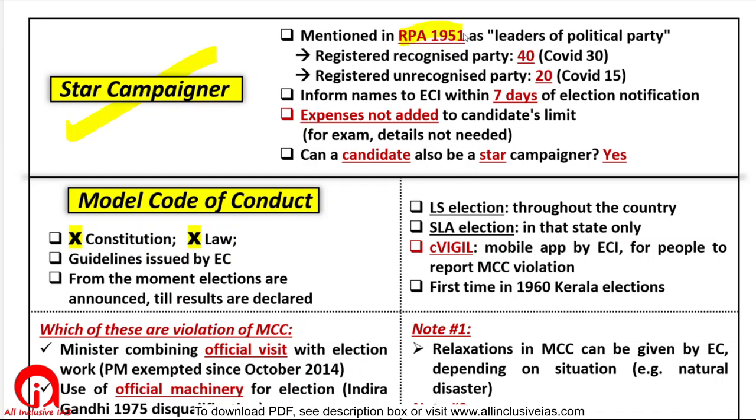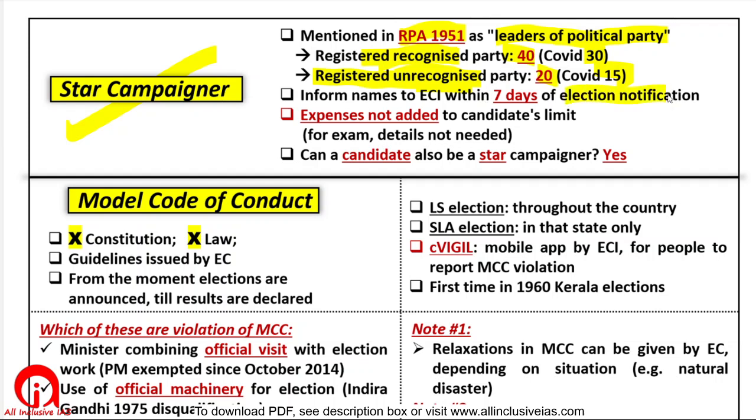RPA 1951 mentions star campaigners as leaders of a political party, from a registered and recognized party. I just explained what is the meaning of registered and recognized, and registered and unrecognized. Registered and unrecognized would be, suppose you form a party right now and register it with the Election Commission, but you have not won enough seats to be recognized as a state party, so you will be unrecognized but registered. So you can have up to 20 star campaigners, and a recognized party can have up to 40 star campaigners. The limit has been temporarily changed due to COVID, that you don't have to remember.